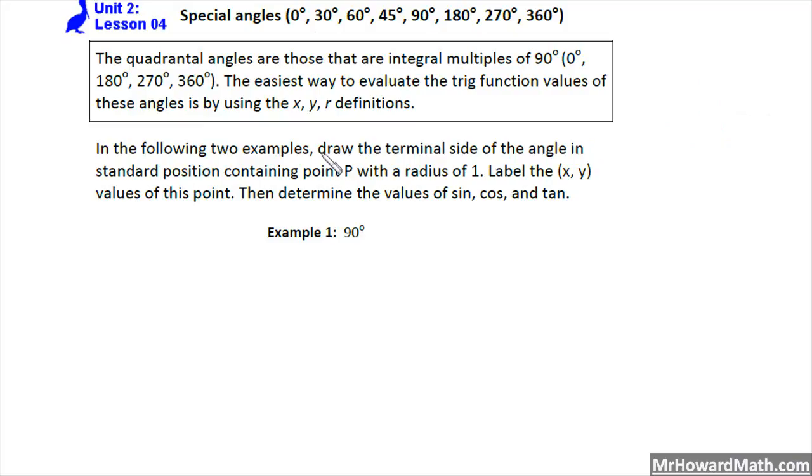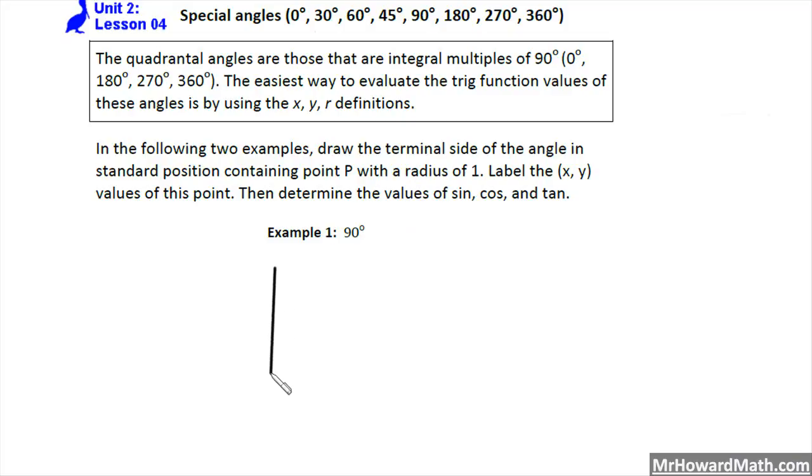Alright, so in the following two examples, draw the terminal side of the angle in standard position containing point P with a radius of 1. This is going to be important, so that's like the unit circle that we briefly discussed. Label the x, y values of this point, then determine the values of sine, cosine, and tangent.